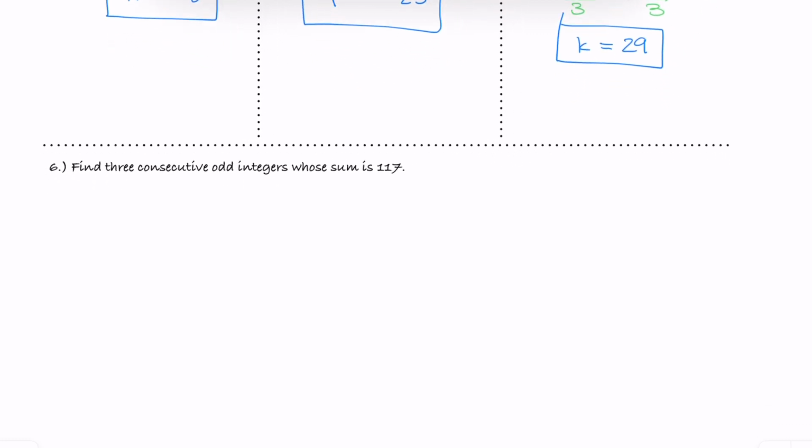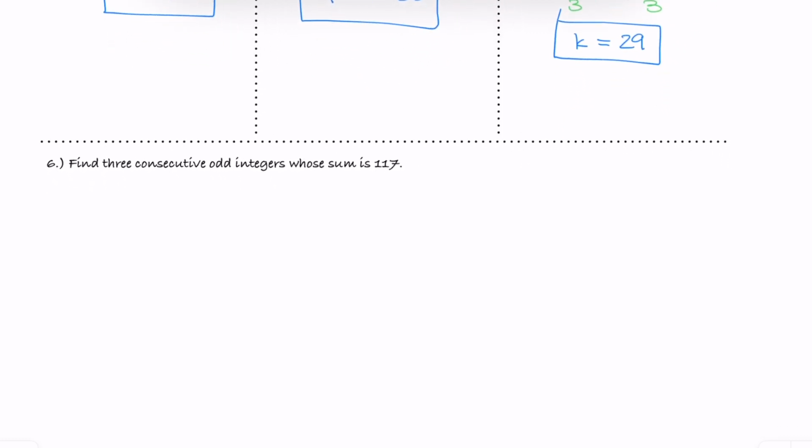Okay, last but not least, question number 6. Question 6 deals with something that we have to come up with on our own, this equation. It's not really explicitly given to us. It says find 3 consecutive odd integers whose sum is 117. So the key words here are consecutive and odd. So odd just means that each integer is 2 apart from one another.